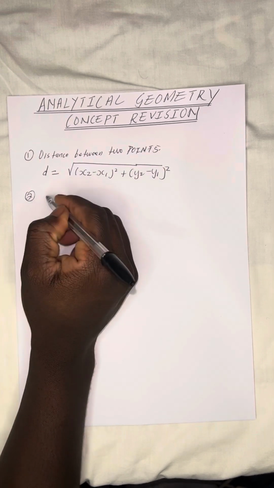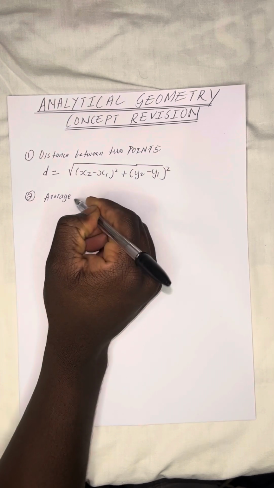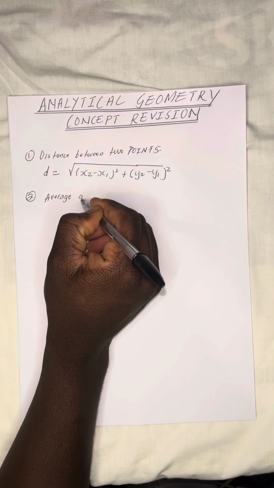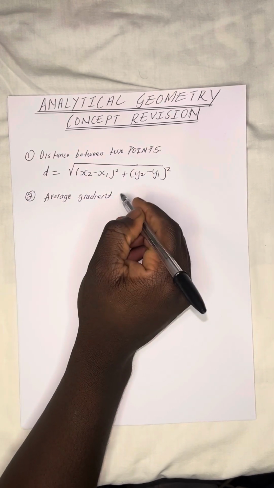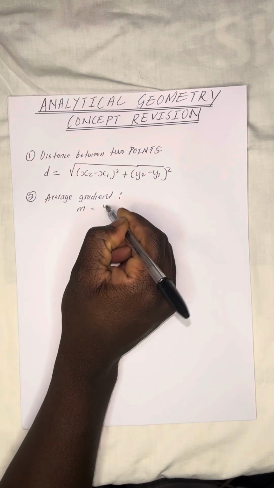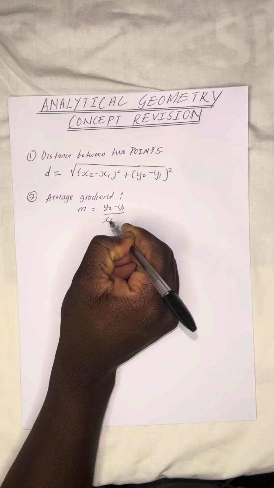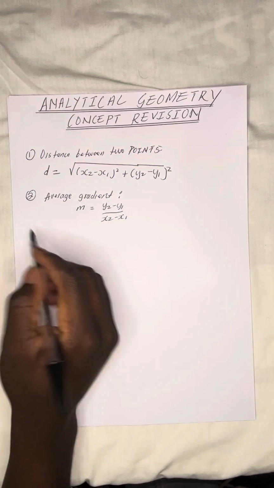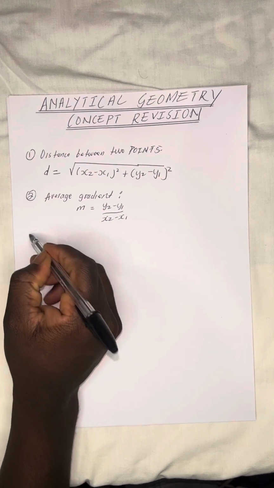Right, so the second thing that you need to know in order to approach analytical geometry questions would be the average gradient. So this one you've learned it ever since you started maths, so it should come easy. So the average gradient, calculating m. You must know that the average gradient, or m, will be equal to the change in y, which is y2 minus y1 over x2 minus x1. Right, so this is how you calculate your average gradient, which is also represented by m.